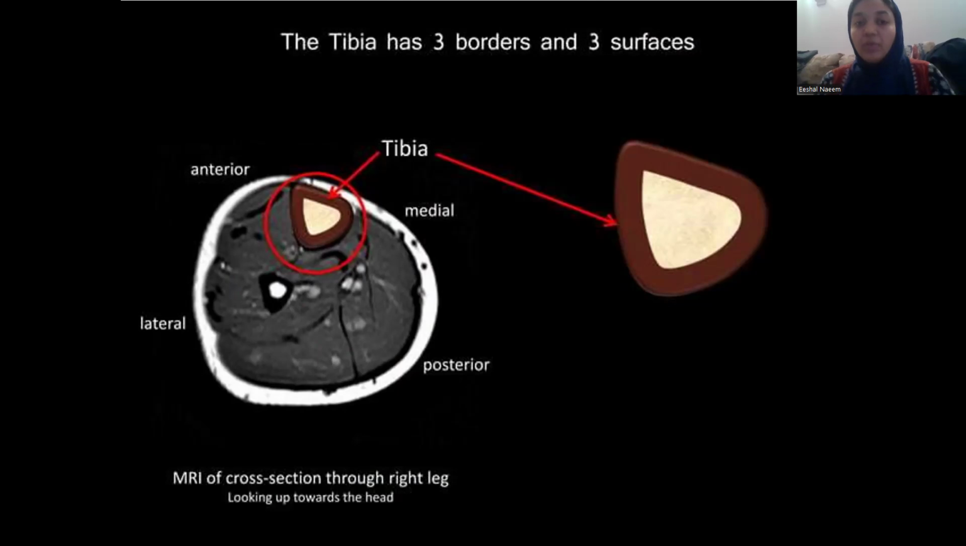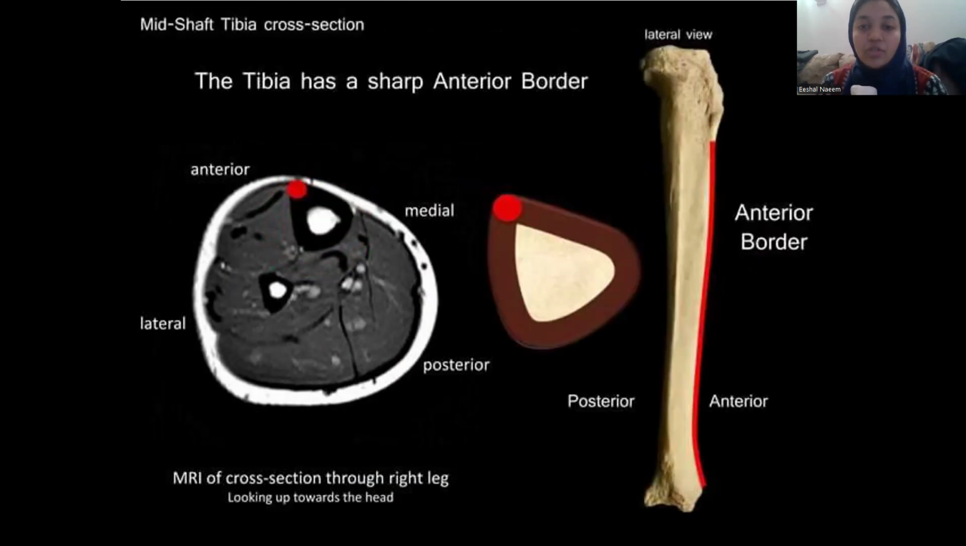Now when we're talking about the tibia, we're going to talk about three borders, right? If you hold the bone, it's going to feel like a prismoid. If it's a prismoid, it has three borders and three surfaces. So first of all, we have the anterior border.